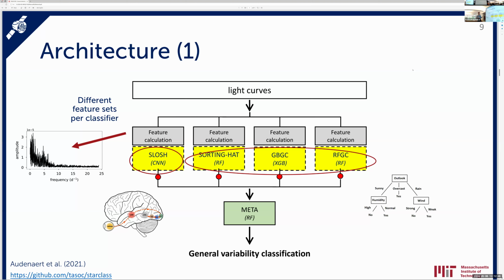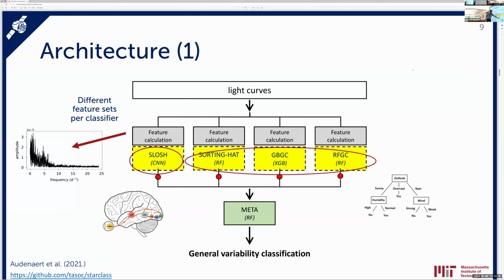So we essentially get, for a single light curve, 4 different predictions. And each classifier outputs 8 probabilities, a probability for each of the classes I showed before. Now what we then do is we take these 4 times 8 probabilities and we feed them to another classifier using a technique called stack generalization. Essentially, we're creating an ensemble model. So it's actually an ensemble of ensembles, given that we're already using random forests here.